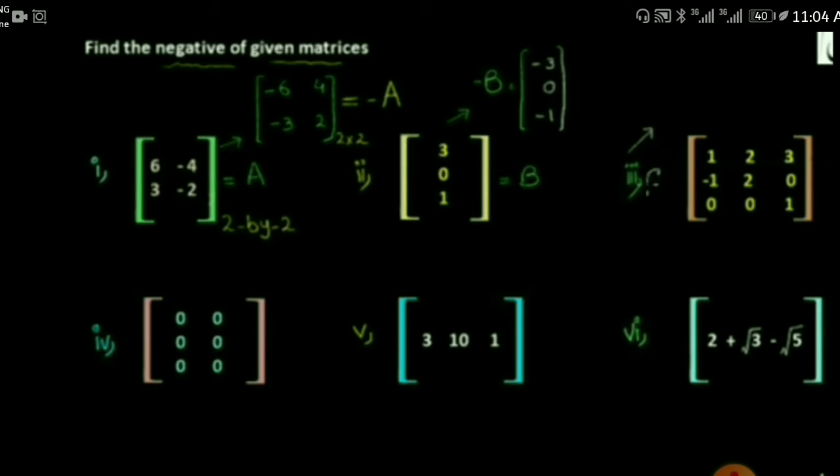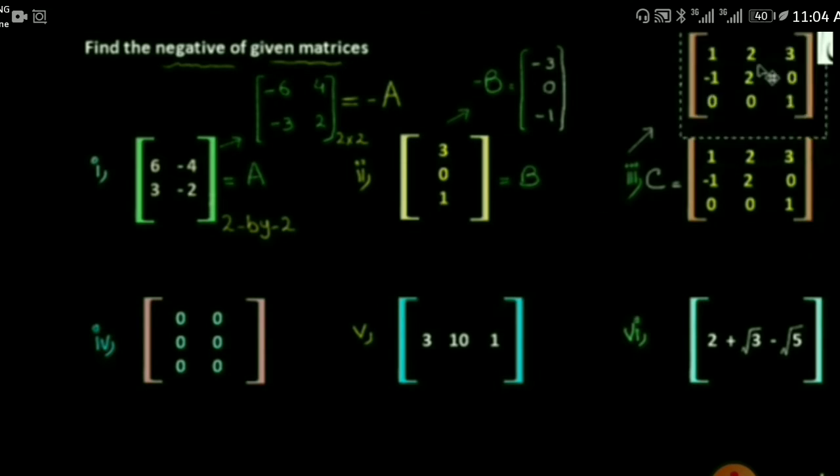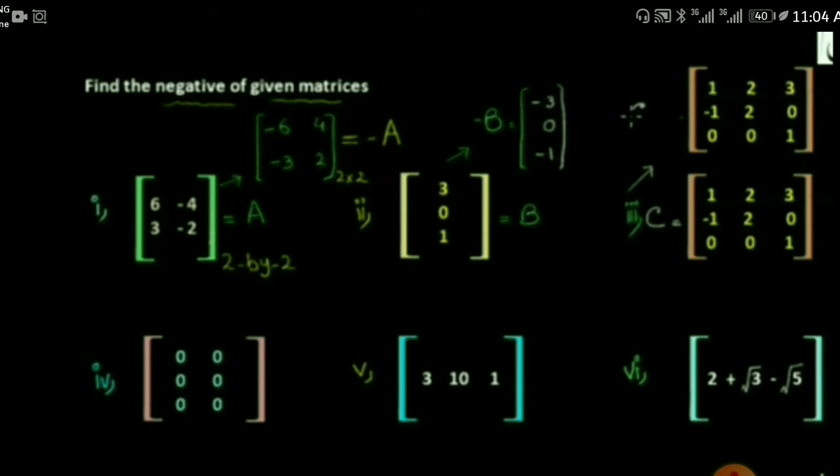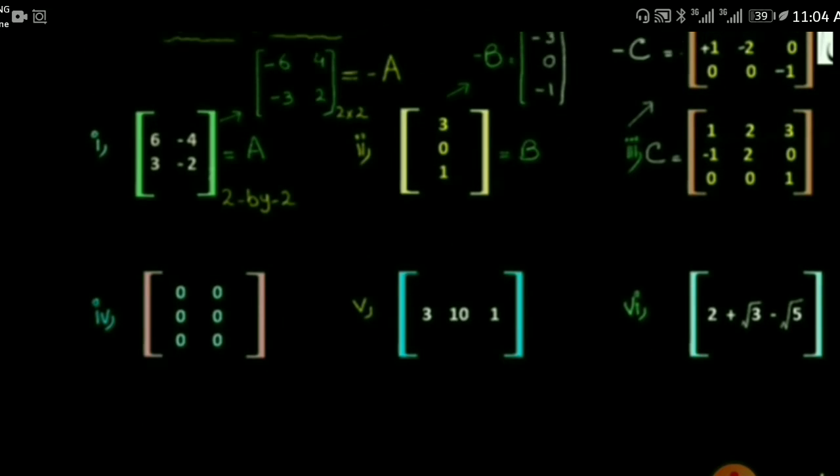If third matrix is C, what will be the negative of C? Minus C. I'm going to copy this matrix. Why? Because I need to change only sign of every entry or every element. This becomes minus C, means negative of C. I'm going to change sign of every entry. Wherever it is plus, I'm making it minus. Wherever it was minus, it has become plus, but 0 remained as it is, as 0 is additive inverse of itself, or you can say it's neutral.